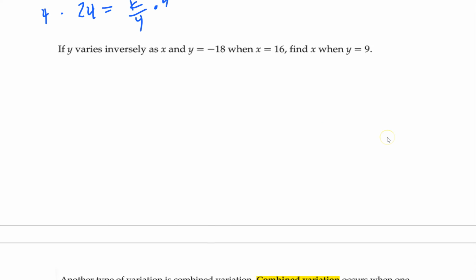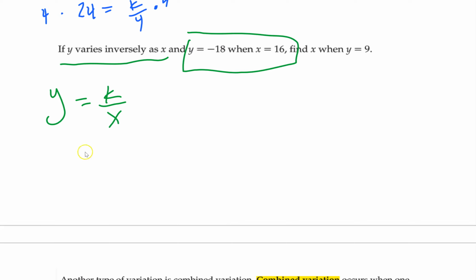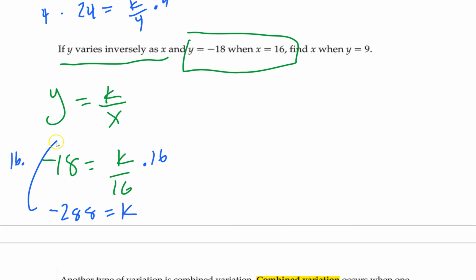So let's do another one real quickly. y varies inversely as x. So you can set up, okay, y varies, so y equals k, and inversely means put it on the bottom. There's my equation. And then they tell me when y is negative 18, x is 16. So plug that in. Negative 18 equals k over 16. We solve for k by multiplying both sides by the denominator, and we get negative 288. So as always, plug it in. Our equation is now negative 288 over x. That's my equation.